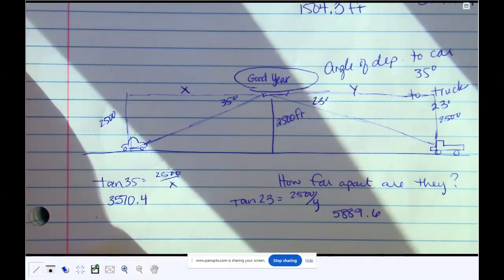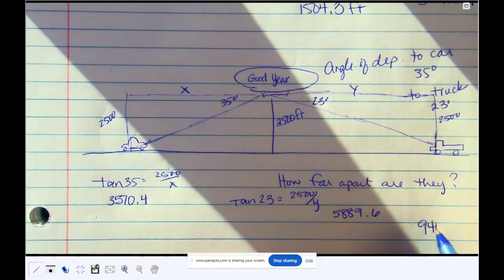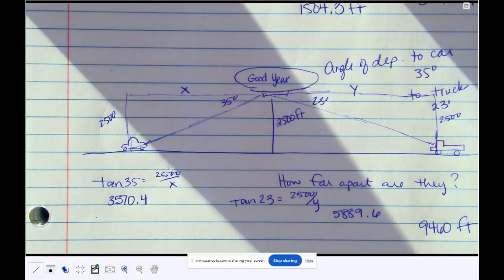Are you in degree mode? Very good, I am in degree mode. So they are 9,460 feet apart. See, I did that the other way where you multiplied it, and it gave me a reasonable answer too. You didn't divide this one. Oh, you're right. That's mine.